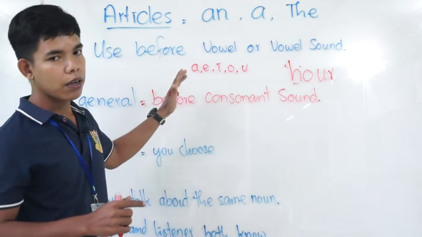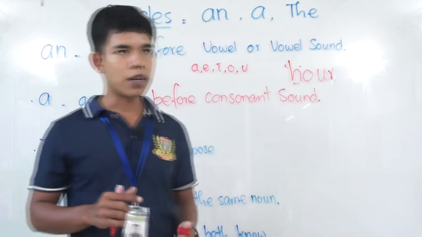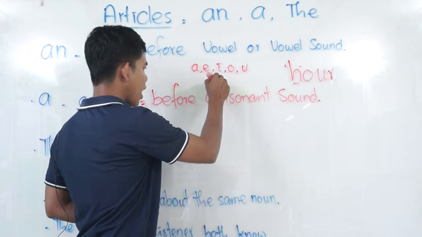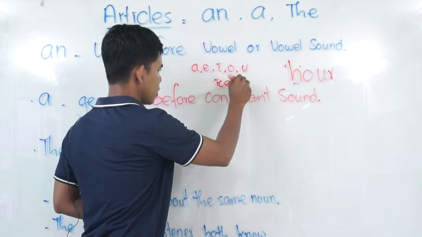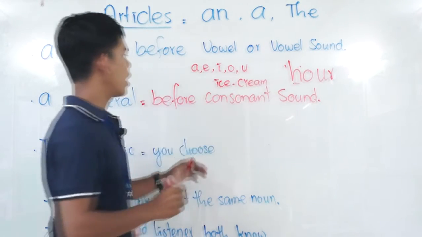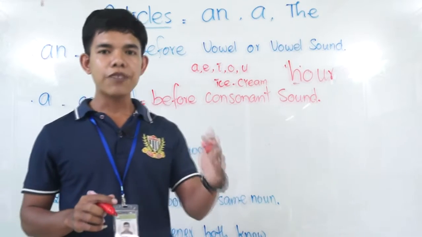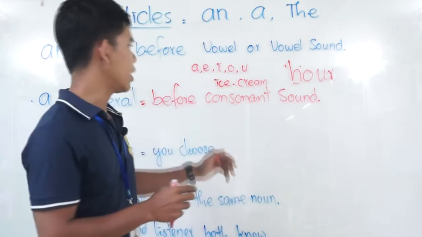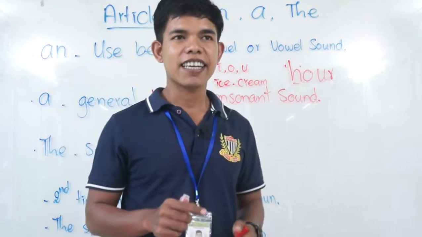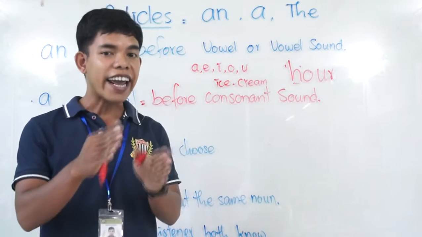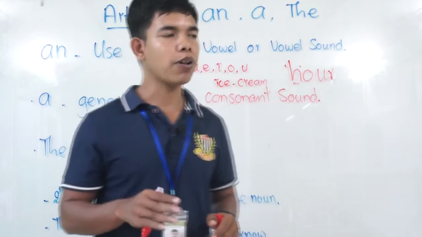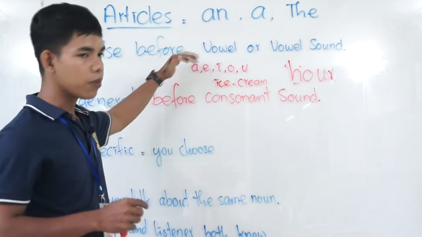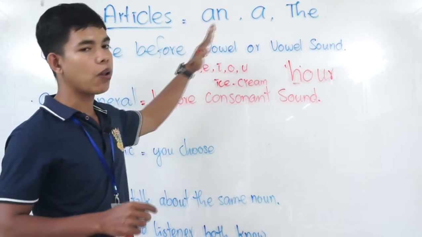So it is a vowel sound, and that is easy for you. For example, we say, I like an ice cream. Ice cream starts with a vowel sound. Give me an ice cream, please. Another example is egg. There is an egg on the table. That is very easy for you to understand. So we use an before a vowel or a vowel sound in English.